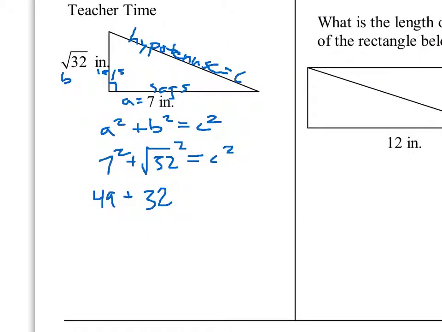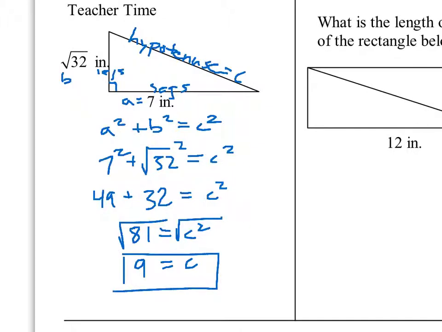All right, so we end up back down here. 49 plus 32 equals C squared. Gives me 81 equals C squared. This is where we use that idea that we just talked about. If I want to get the C alone, I've got to do the inverse operation of squaring it, which is taking the square root. So the square root of C squared is C, and the square root of 81 is 9. Okay, that's the new piece. That's the thing that mathematically is new today.